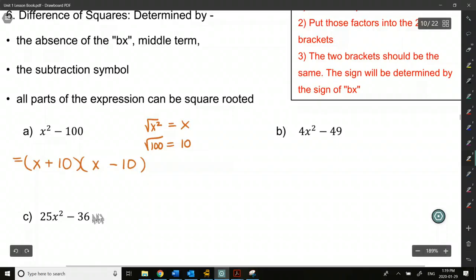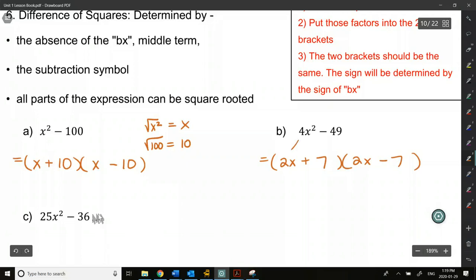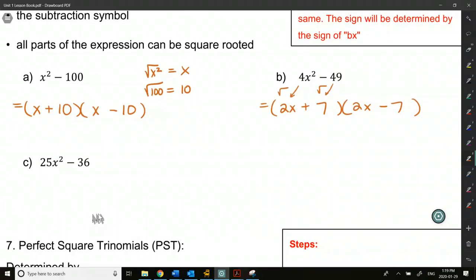Okay, can someone factor the next one for us? So 1 will be plus, 1 will be minus. 2x. Rose, go ahead. Perfect. Okay, so the square roots of each of those. Square root and square root. Okay, 1 plus, 1 minus. Okay, next one. Someone want to factor this for us?